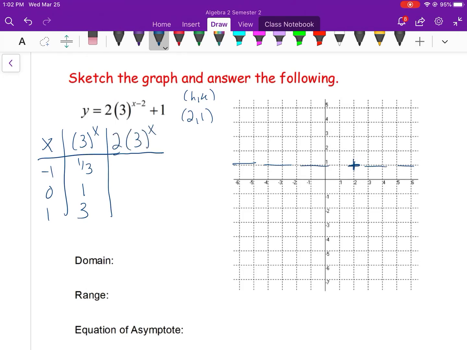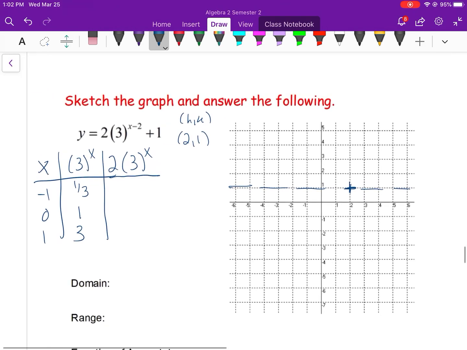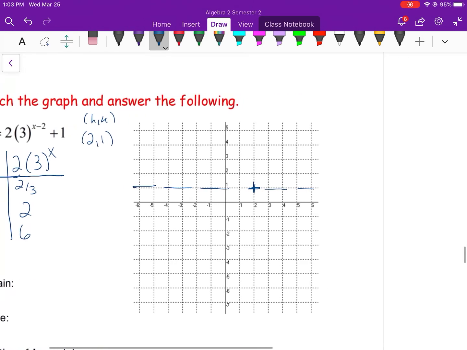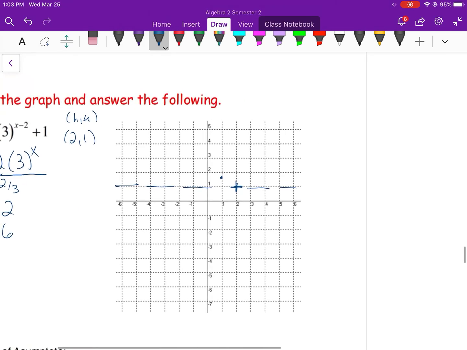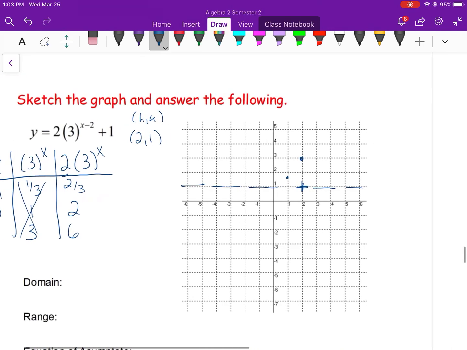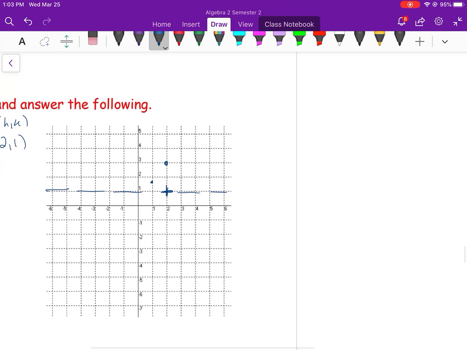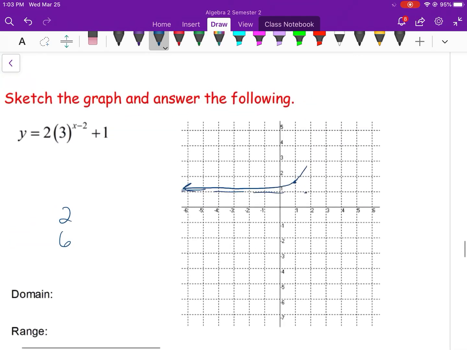So now we need to multiply by 2. 2 times 3 to the x, so taking that middle column times 2. So 2/3, 2, 6. Ignore that. That's saying left 1, up 2/3, up 2, and then right 1, up 6. Okay, that's good enough. Coordinate plane there, that's okay. And again, as we go along an asymptote, we should be getting closer and closer.